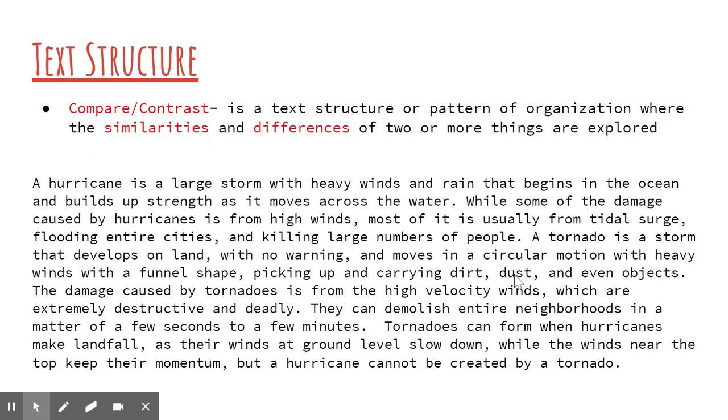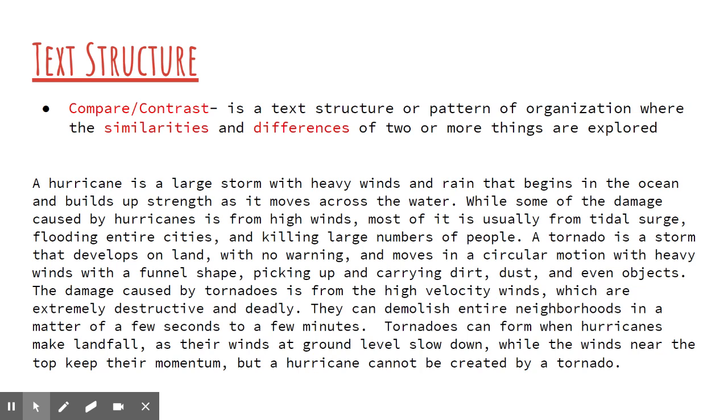All right, the second way that texts are structured is compare and contrast. We did a compare and contrast essay earlier this year about the Amigo brothers and Paul Bunyan and the things that they had in common and were different. So that's the same with compare and contrast. It's a text structure or pattern of organization where they talk about similarities or differences between two or more things.